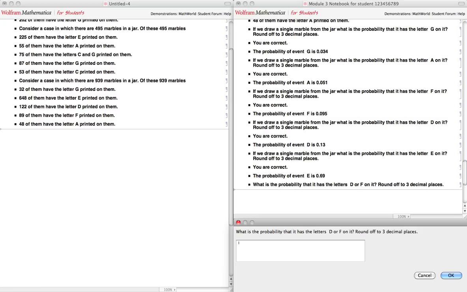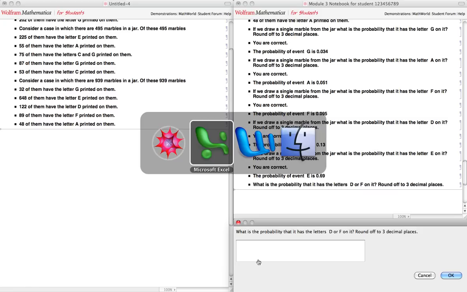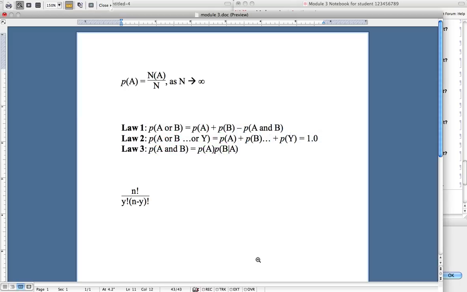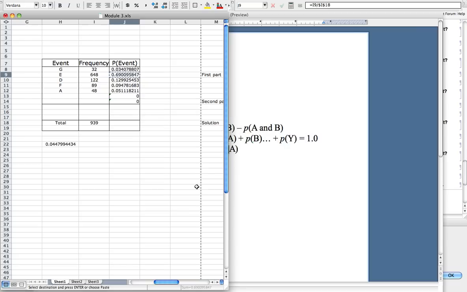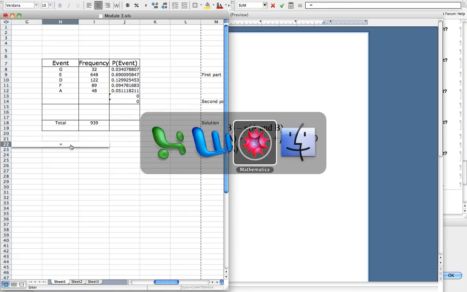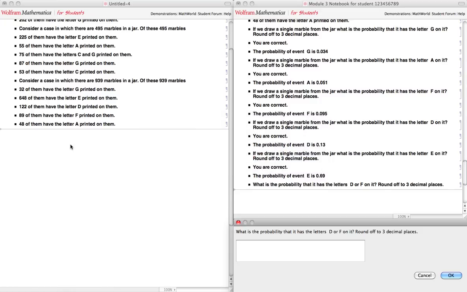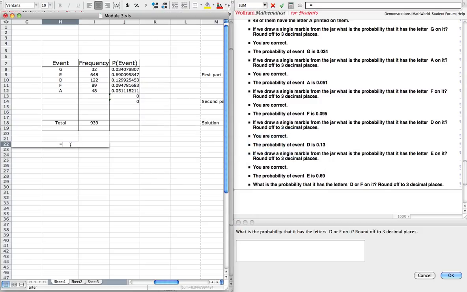What is the probability that the marble you draw has the letters D or F on it? As you know from the second law of probability, the probability of event A or B is equal to the probability of event A plus the probability of event B. And the probability of all events, once added up, should add up to 1. Because I've already computed all these, I'm going to add up the probabilities of the letters D and F. So it's equal to the probability of event D plus the probability of event F.